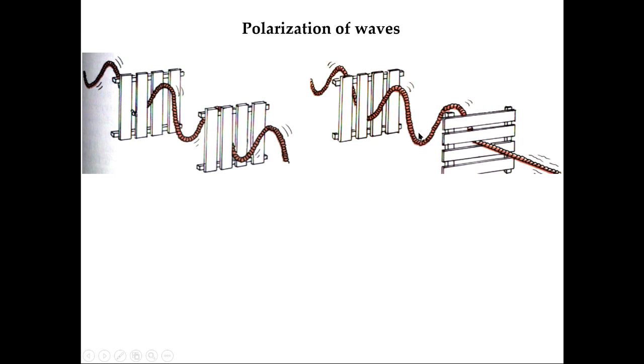If the second slit is rotated to make its cut perpendicular to that of the first slit, then we cannot get the wave on the other side of the second slit. It is clear that if the wave in the rope is longitudinal, then the above phenomenon will not be observed. So the polarization is possible in transverse waves only.